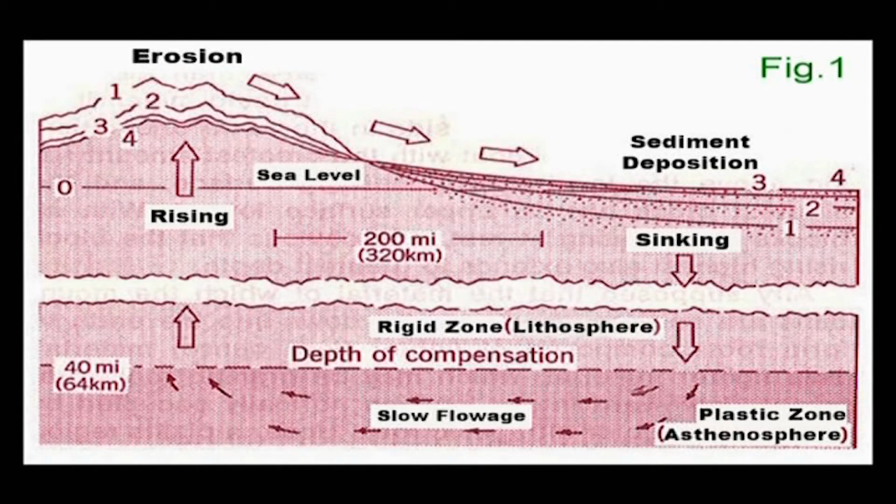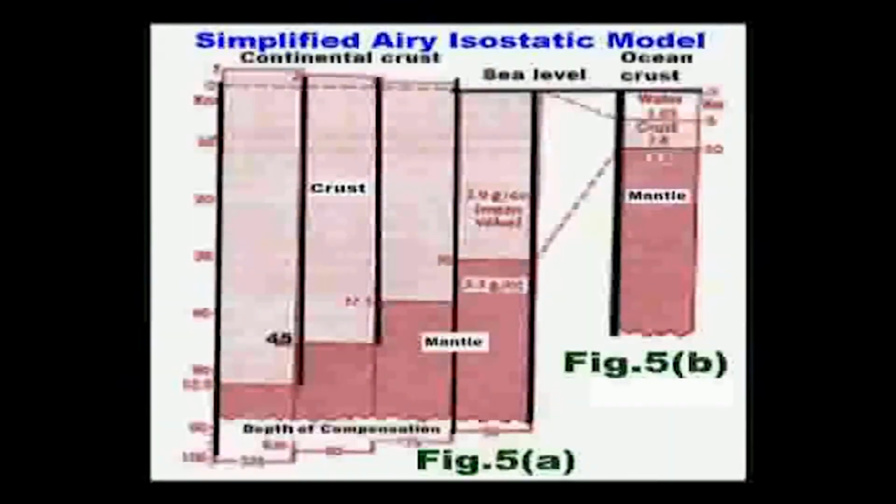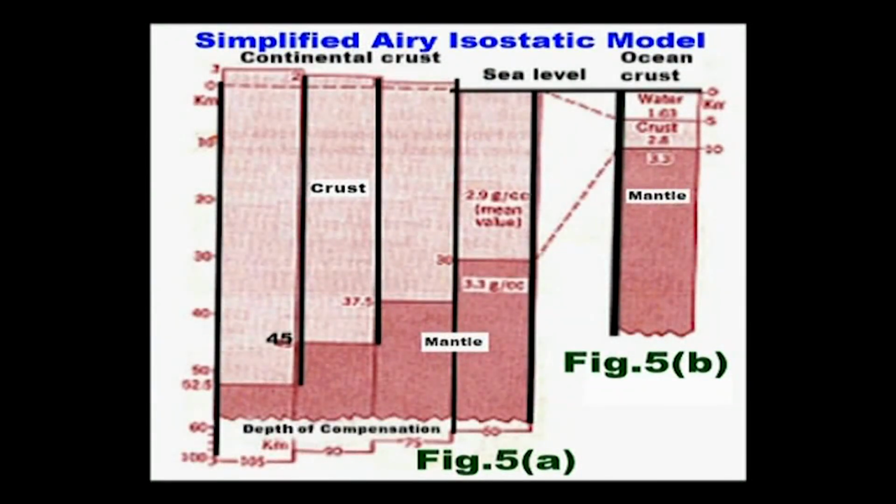The level of the base of the lithosphere is therefore referred to as the depth of compensation, as we already know, for it is below this depth that changes in the load on the earth's surface are equalized or compensated for by slow flowage of the asthenosphere. See once again figures 5a and 5b, and you will clearly understand the process. This figure clearly illustrates the depth of compensation below land masses and ocean basins.